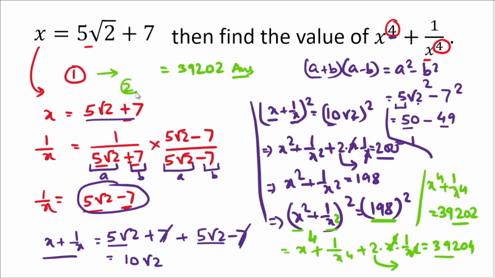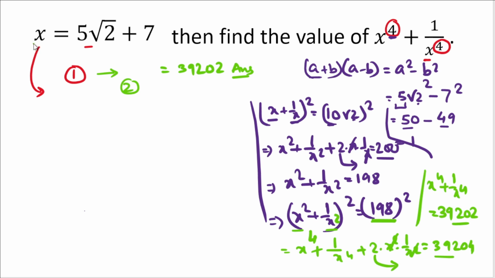Now for the second method we will erase this. As the value of x is given, from here we can calculate the conjugate value, that is, 1 over x will be 5 square root 2 minus 7. Now from here we can directly calculate the value of x plus 1 over x. If we add this term and this term, we'll get 10 square root 2. And we know the formula of x square plus 1 over x square when we know the unit power value, that is x plus 1 over x.